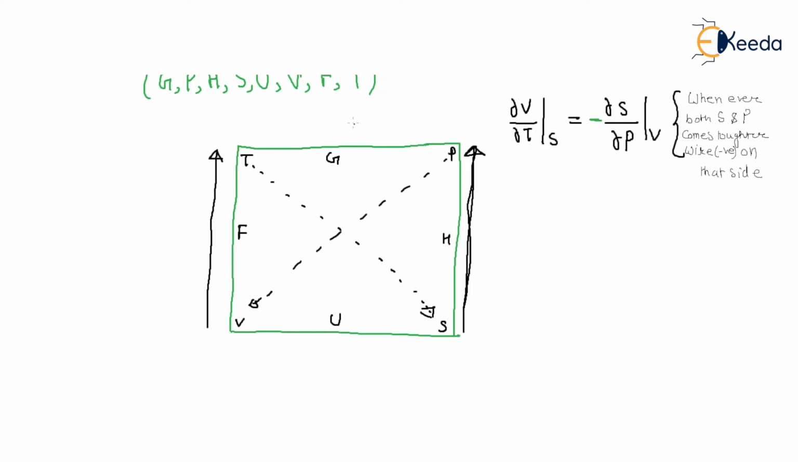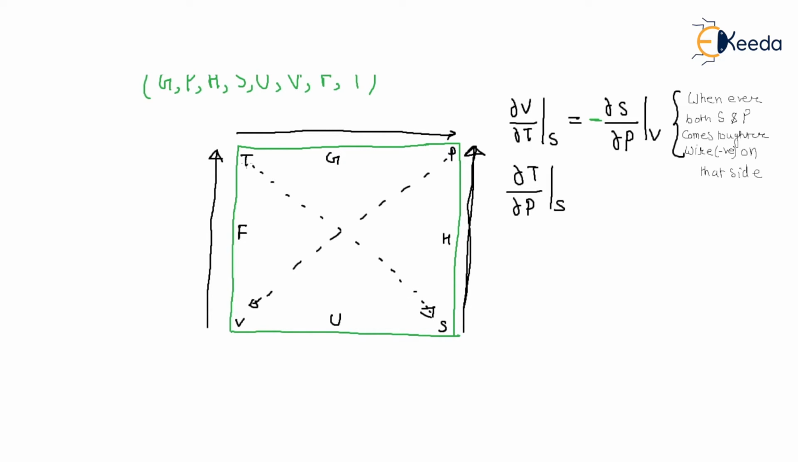Now, for the second relation, draw from T to P. So what is that? ∂T/∂P, and from the arrow we take the constant S. Like that, ∂V/∂T, right? ∂V/∂T, and the constant is the diagonal opposite.